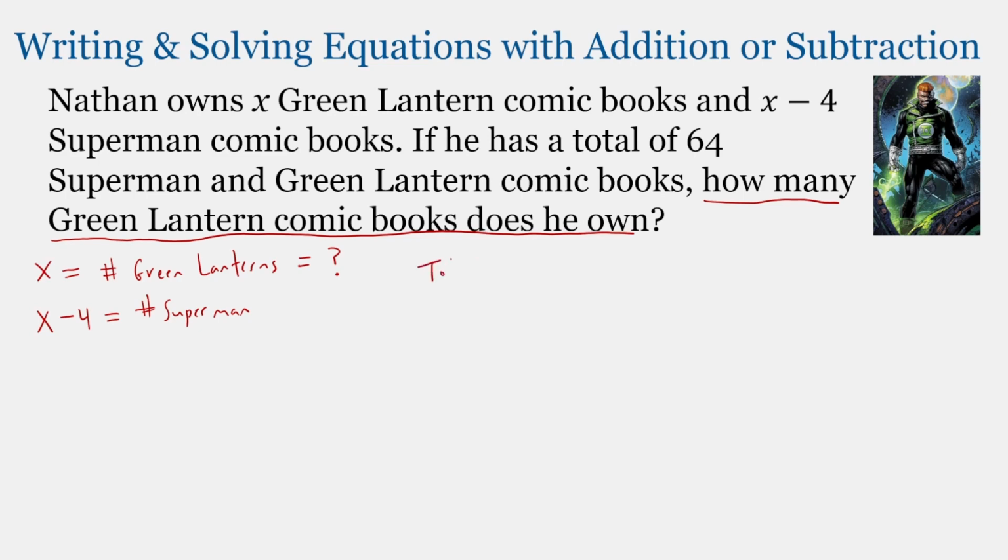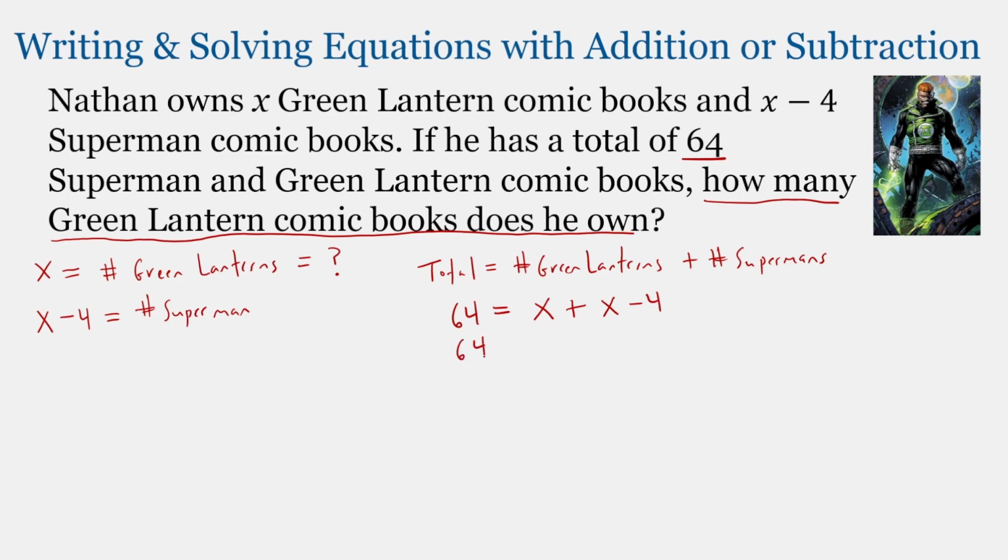Now the total between those two, well, we're going to add those two together. So we're going to take the number of Green Lantern comic books that Nathan owns, and we're going to add the number of Superman comic books. Well, we've been given the total. The total value is 64. So we have 64 equal to, well, the number of Green Lanterns, that's X, and the number of Supermans is X minus 4. So this is our first equation.